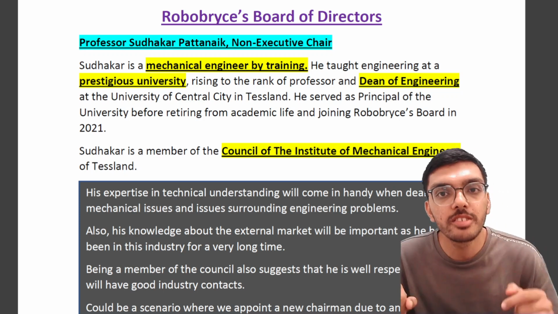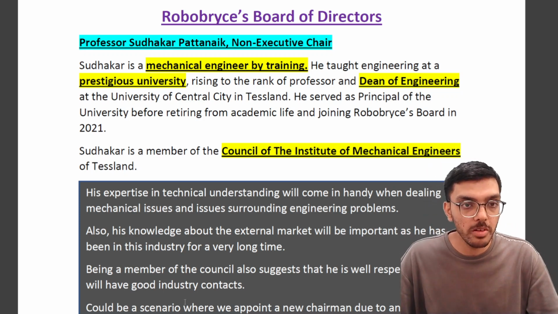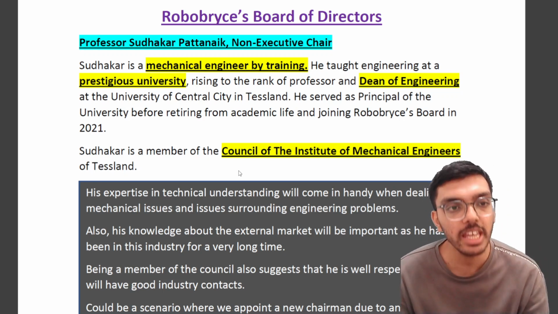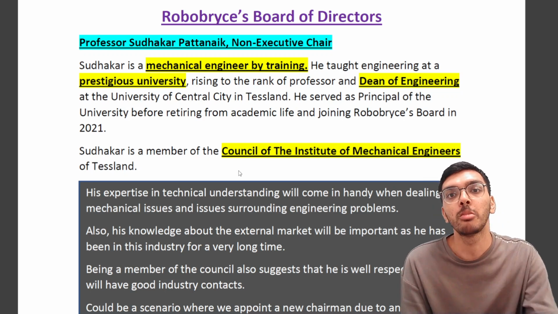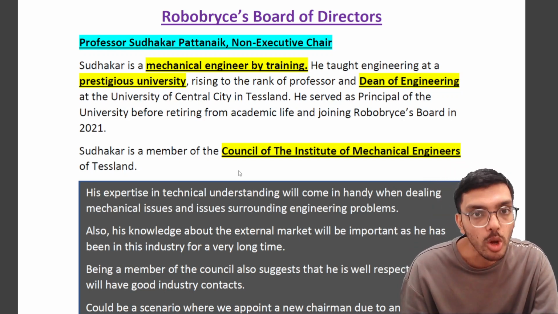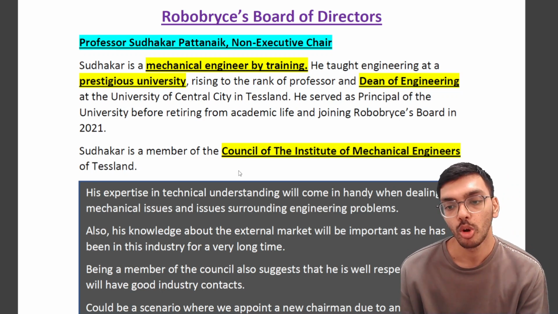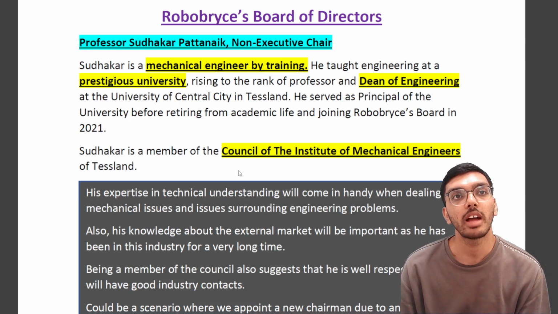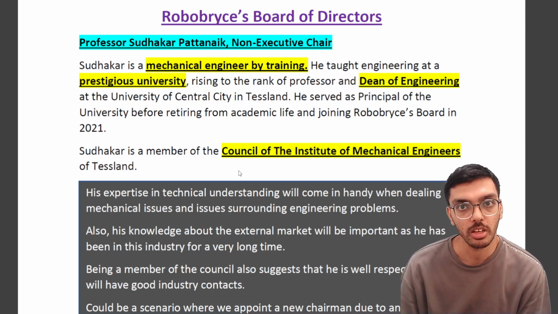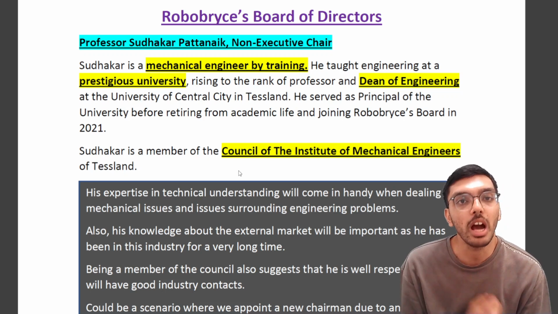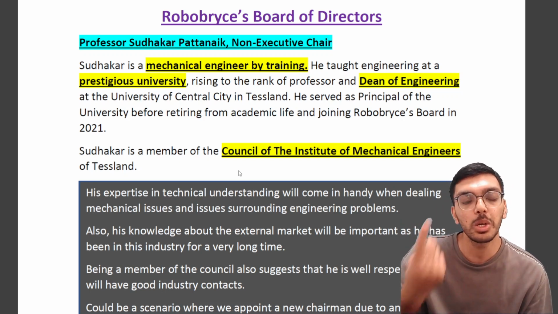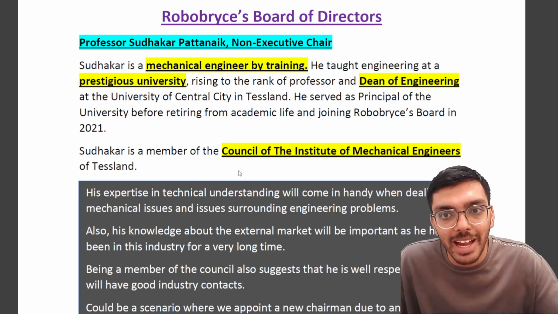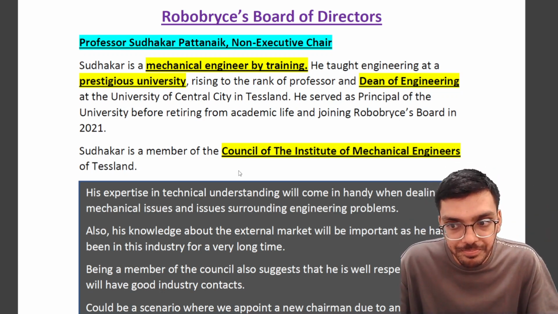Now to Robobryce's board of directors. One by one, we are going through the board of directors. Now, firstly, it's very important to understand the board of directors of our company because they are the people who are pushing the company forward. They are the people who are actually giving direction to the company. They are making the decisions for our company. So first reason, we need to understand the directors because they are leading the company. So their mindset, their background will be very important to know.